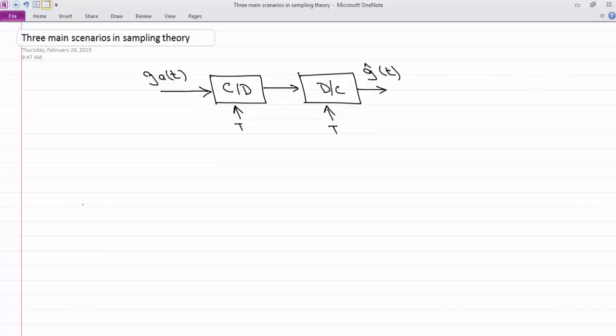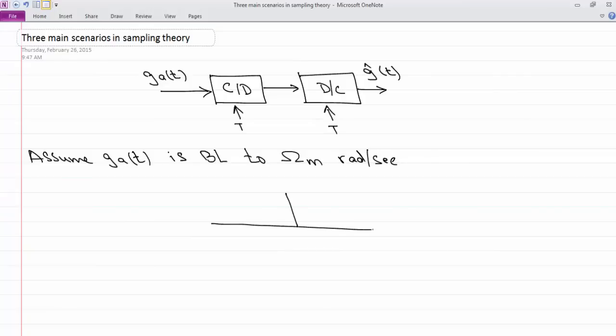So the first case is that we assume g_a(t) is band limited to omega_m radians per second. I'll use that prototypical image. Of course, in reality, it will be whatever is the Fourier transform of the signal. But here is what it looks like for our example, that the top amplitude is A.